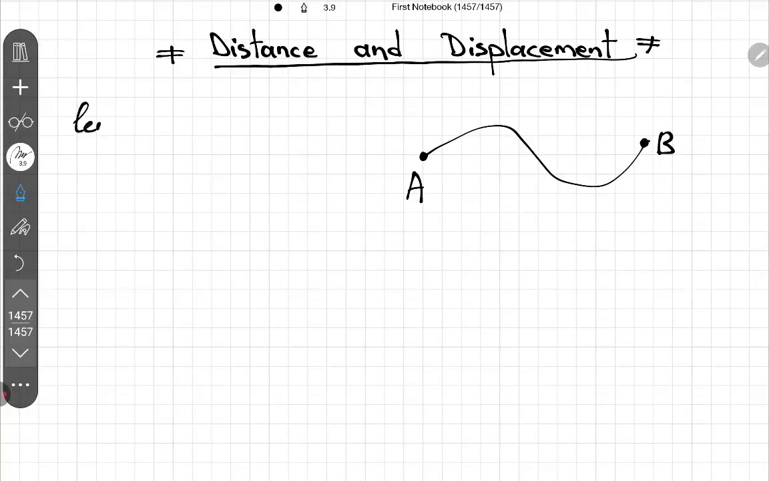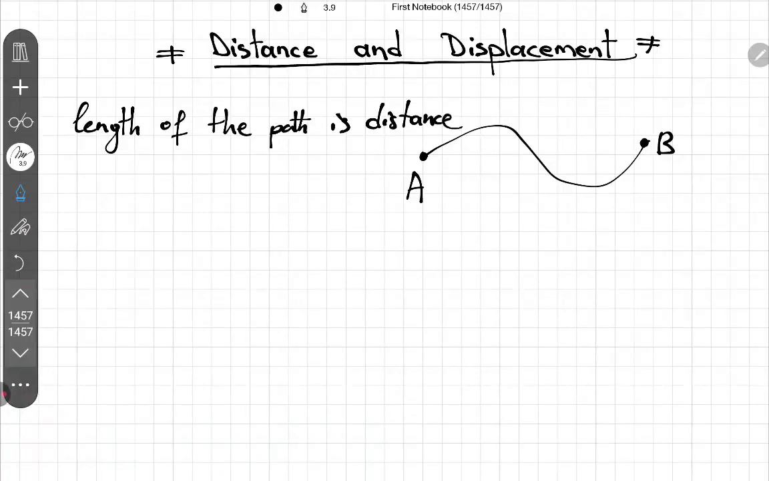So the length of the path is distance. And coming to the displacement, it is the shortest distance between the point A and the point B. So this one is displacement.